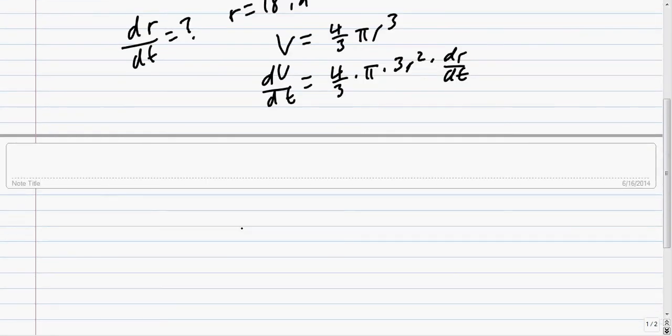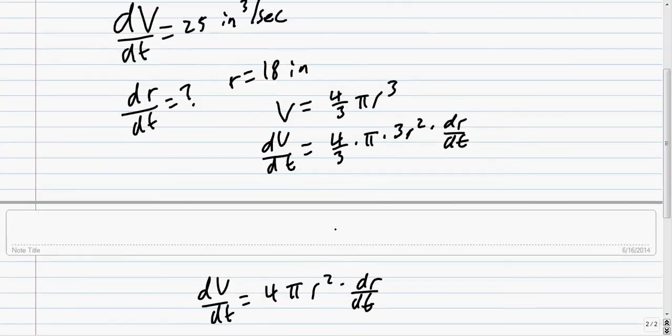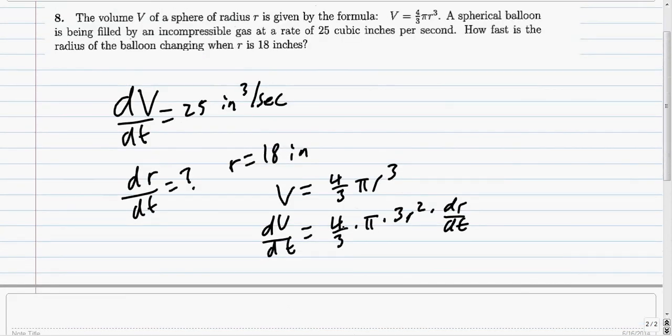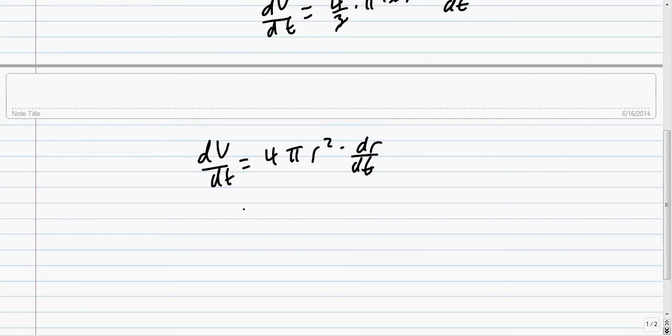So here, let me just rewrite this and simplify this a little bit more to make it easy to view. So dV over dt is 4 pi r squared times dr over dt. The way I got this 4 pi r squared is from the previous line I showed here: if you use basic math, the derivative of r cubed will give us 3r squared, and this 3 right here is being multiplied with the 1/3 from the 4/3. So 3 times 1/3 will just give us 1, and this will leave us with 4 pi r squared. So that's how we got over here.